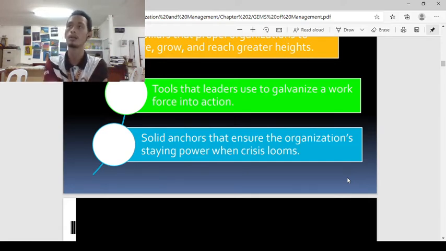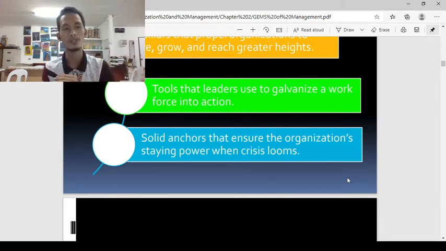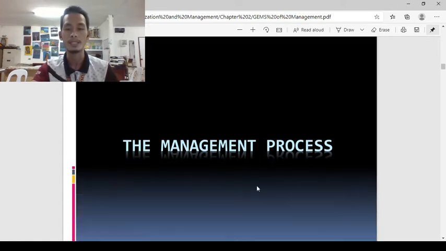Like for example, nindot kay ang goal. The plan of the organization is well crafted, well implemented. But paabot sa implementation, wala na sunod kung unsa ang naa sa plano. Ang problema naa sa implementation. Now, once you follow the GEMS of management or the process itself, you can easily identify ang problema. So, ang problema is nasa execution. So, dito katutok sa execution. It is really a solid anchor to ensure the organization's staying power when crisis looms.